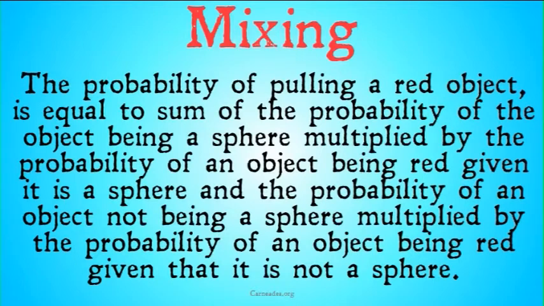Basically, this is saying the probability of pulling a red object is equal to the sum of the probability of the object being a sphere multiplied by the probability of an object being red, given it is a sphere, and the probability of an object not being a sphere multiplied by the probability of an object being red, given that it's not a sphere. I don't know about you, but that didn't clear things up at all for me. So let's dig a little deeper.